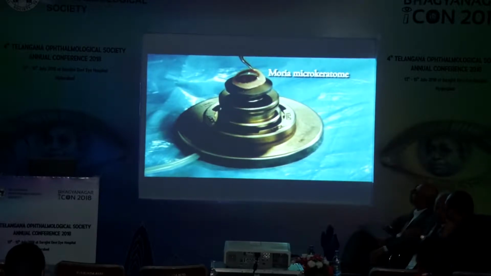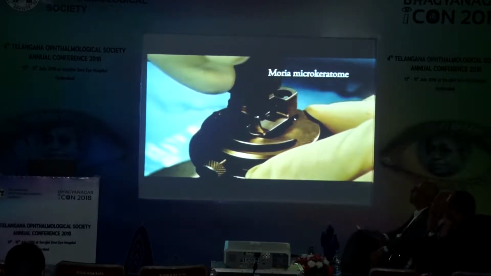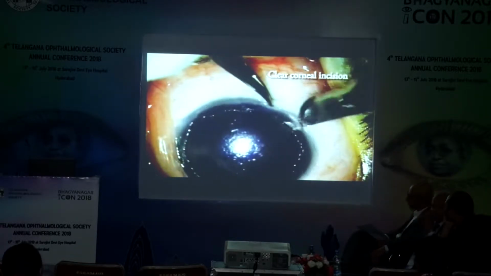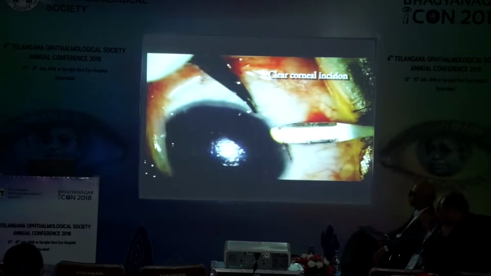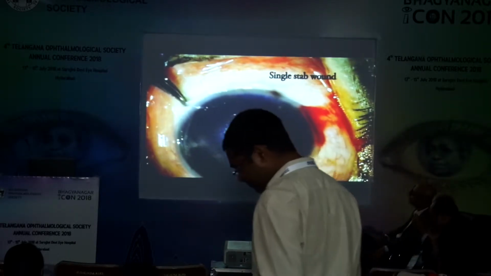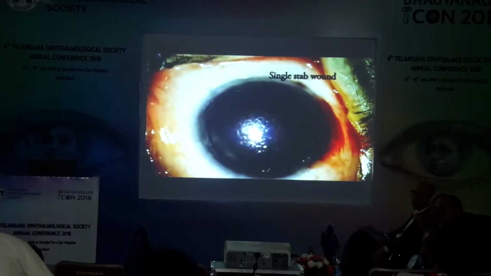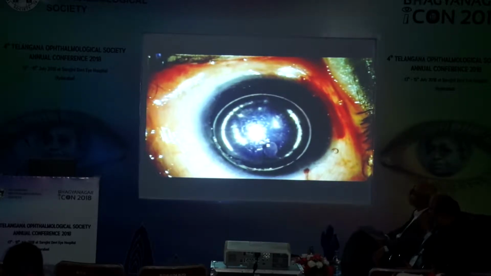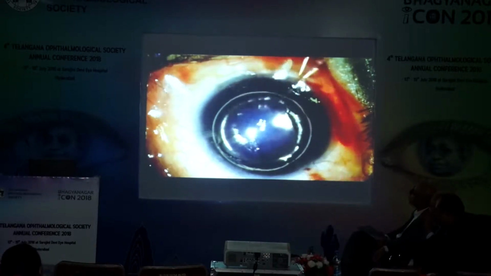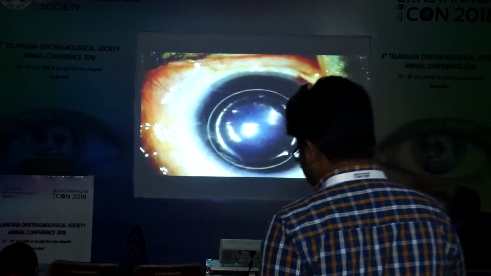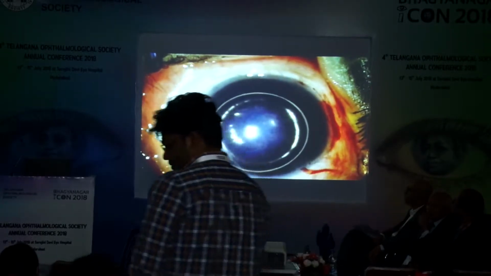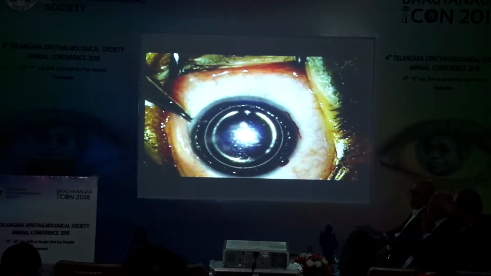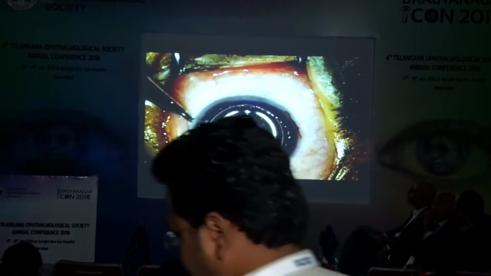The donor graft dissection was done using a Moria microkeratome. A 4 to 5 millimeter clear corneal incision was made. A single stab wound was performed according to the surgeon's convenience and sterile air was injected. Air in the anterior chamber would help in discerning any abnormalities of the Descemet's endothelial complex and posterior stromal fibers. Presence of any guttae or pigments will be seen. This step helped in deciding whether Descemet's membrane could be spared.